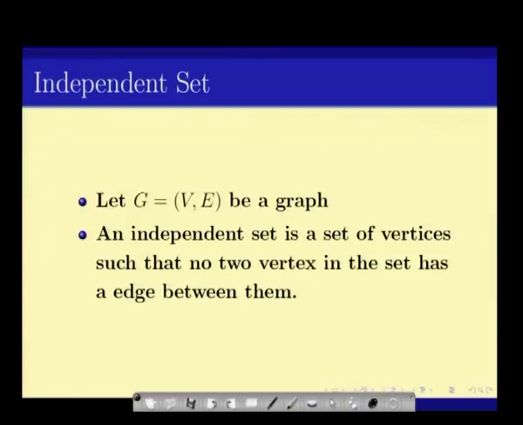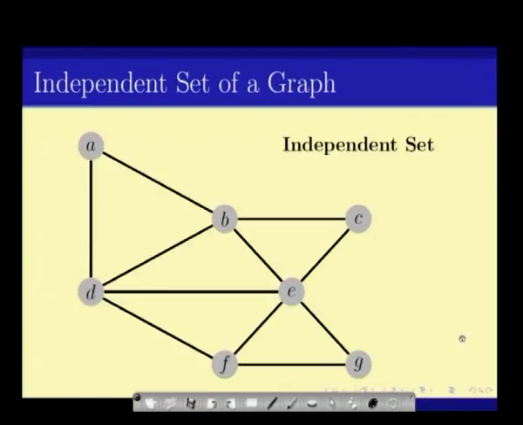Similarly, there is another concept called an independent set. An independent set is a set of vertices such that no two vertices in the set have any edge between them. For example, in this graph, say A and E is an independent set, because there is no edge between them. Similarly, D, C and G also is an independent set, because there is no edge between D and C, there is no edge between C and G, there is no edge between D and G. And the question is always to find the maximum independent set. Why? Let us consider it.